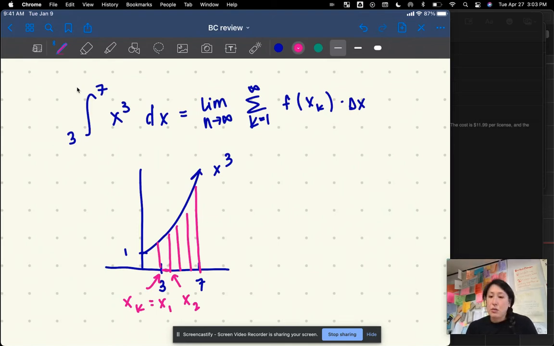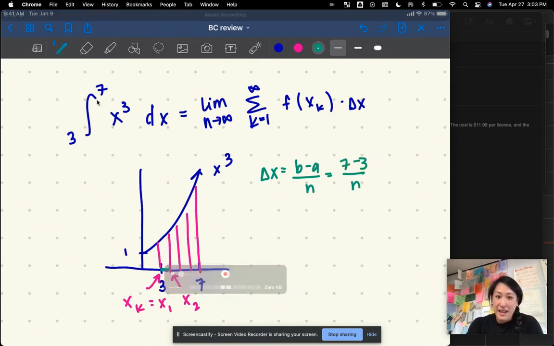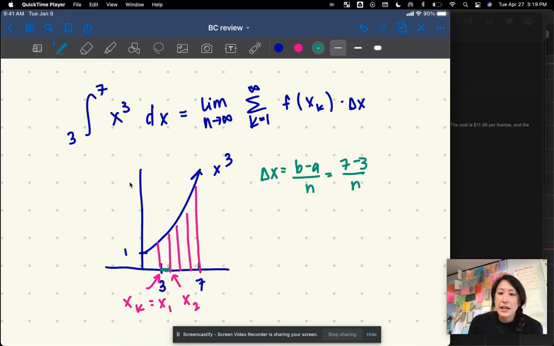The change in x is going to be the total distance. The change in x is the width of the rectangle. So in green here is the change in x. The way we get the change in x is we take the b value minus the a value over n, which gives us 7 minus 3 over n. That tells us the total distance, b minus a, divided by the number of rectangles that we're going to split the area up into.